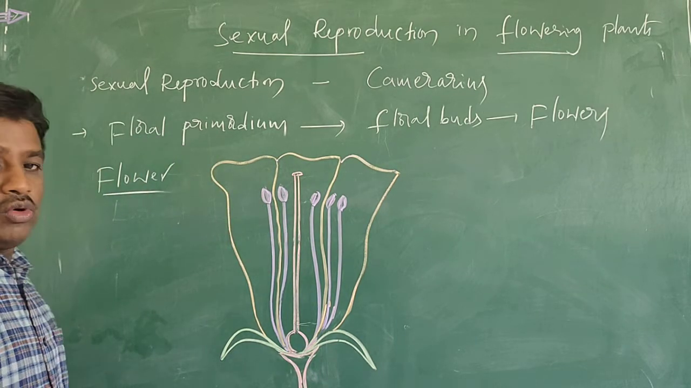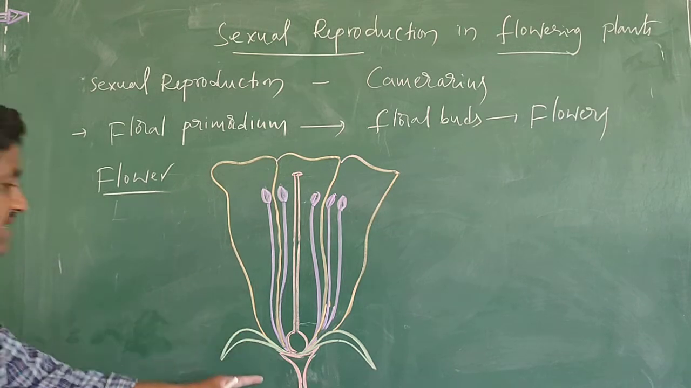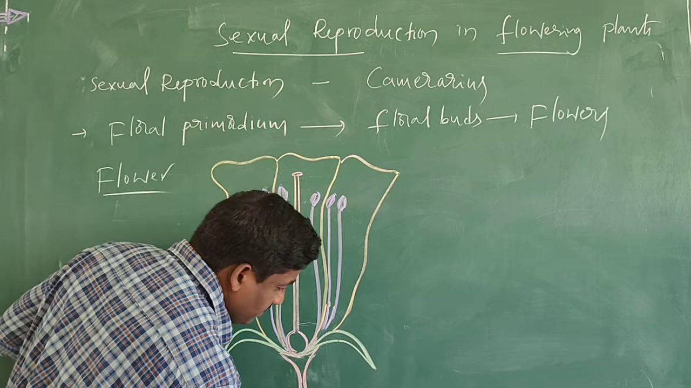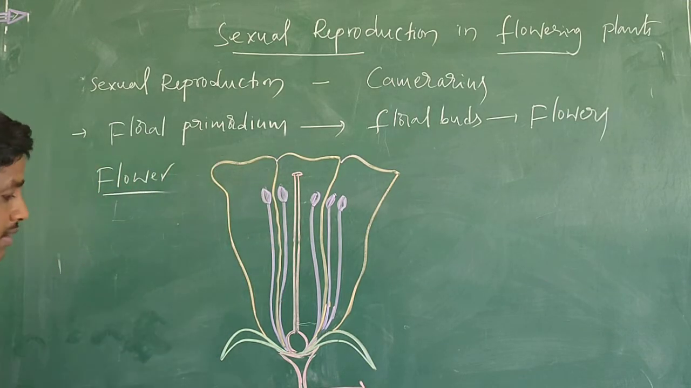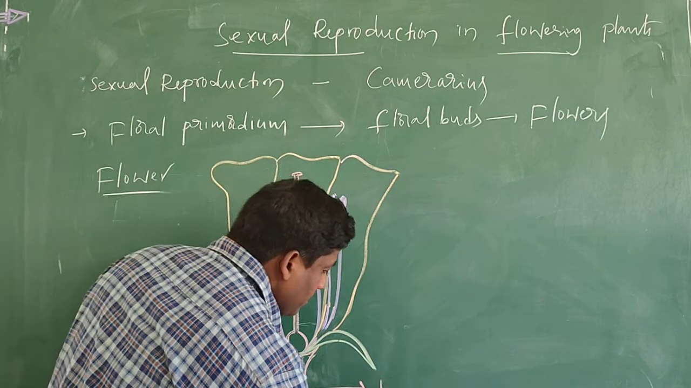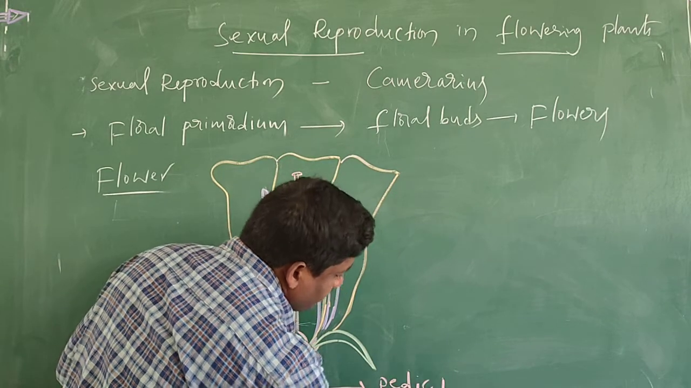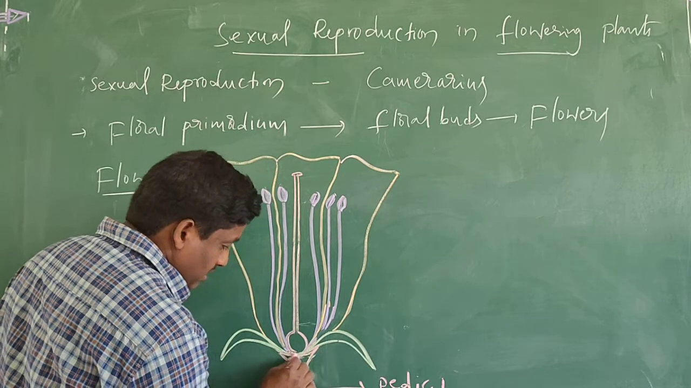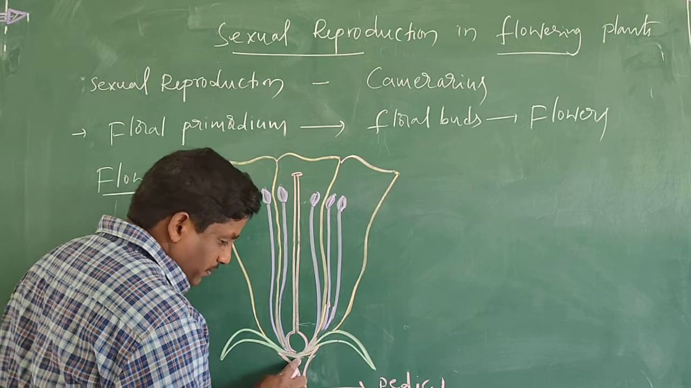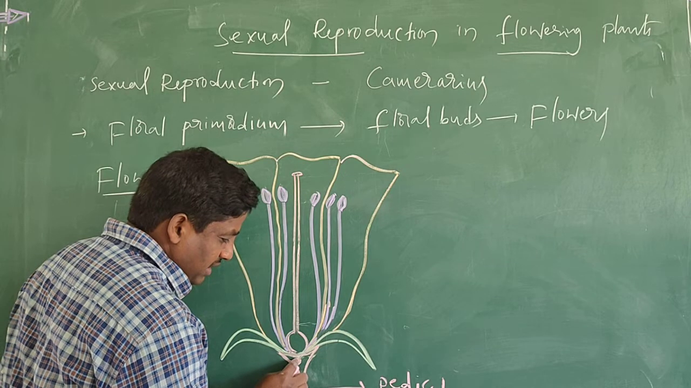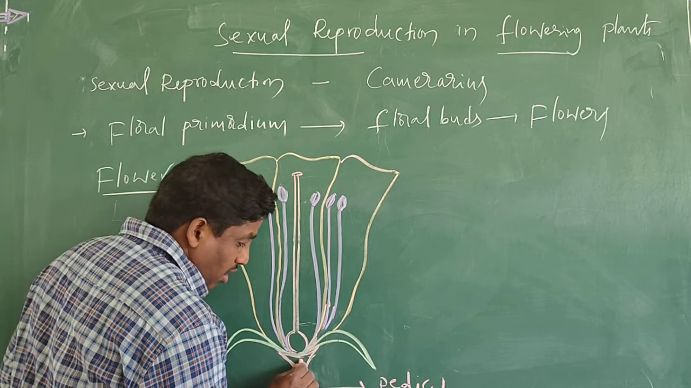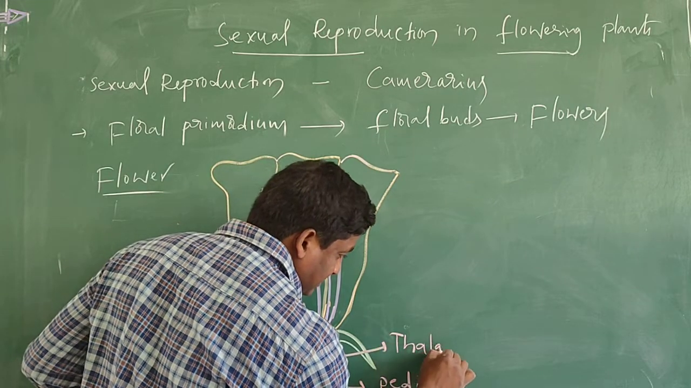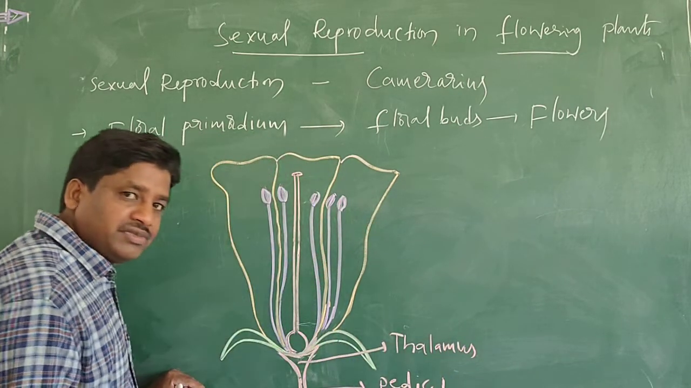So, first, see the flower structure. This is called the pedicel. At the tip region of the pedicel, the swollen or half-disc-like structure is called the thalamus.